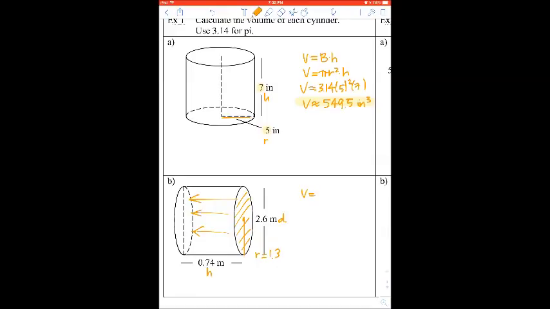Again, with the setup, area of the base times height, you don't always have to set that up if you don't want to, but I do need to see a formula setup of pi r squared so I know that you know that's the base times the height.